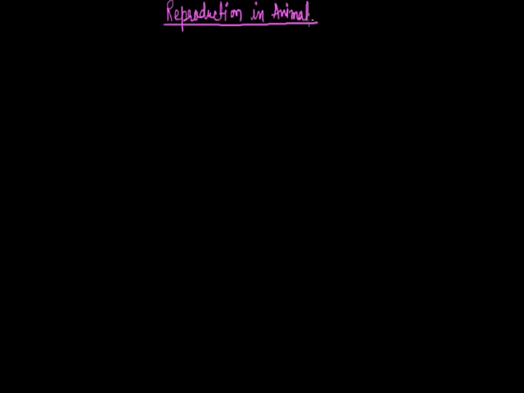Good morning everyone. Today's topic is reproduction in animals. As we know, on the basis of reproductive organs, we can categorize organisms into two categories. If both kinds of reproductive organs are found in the same organism, then this is called a bisexual organism. And if both characteristic features are separated from each other, then the organism is known as a unisexual organism.